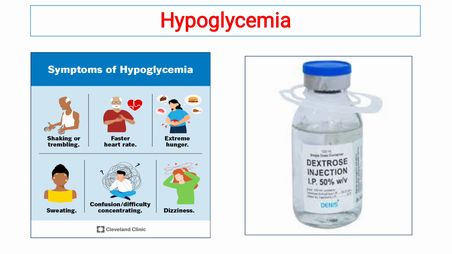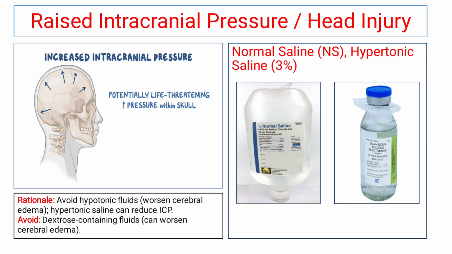In patients of hypoglycemia, we can use a bolus dose of dextrose 50%. We can give it as 50 ml of 50% dextrose IV bolus.